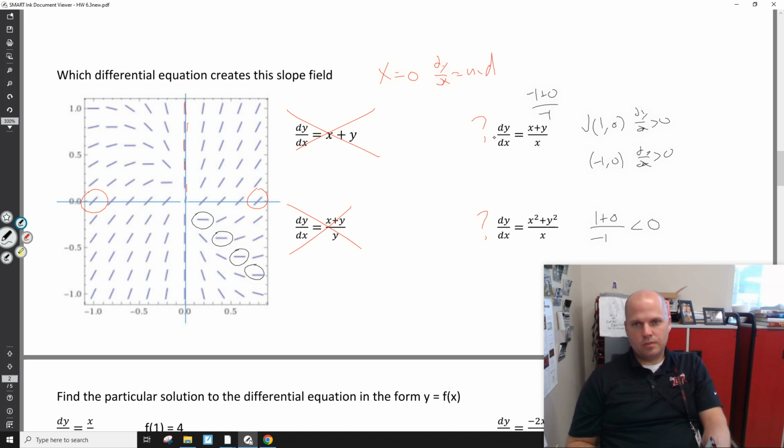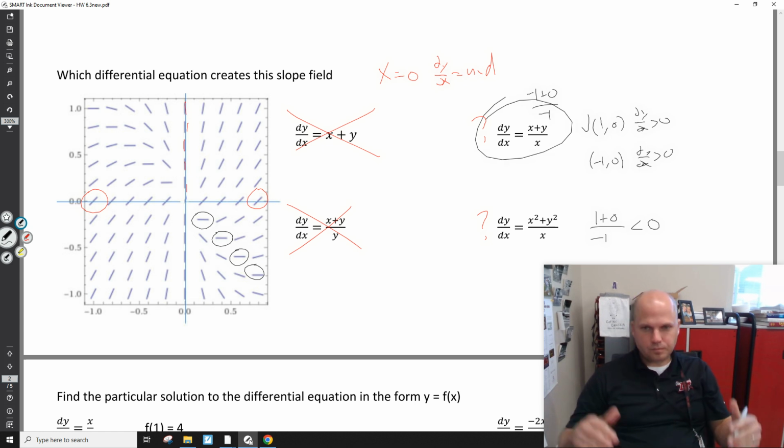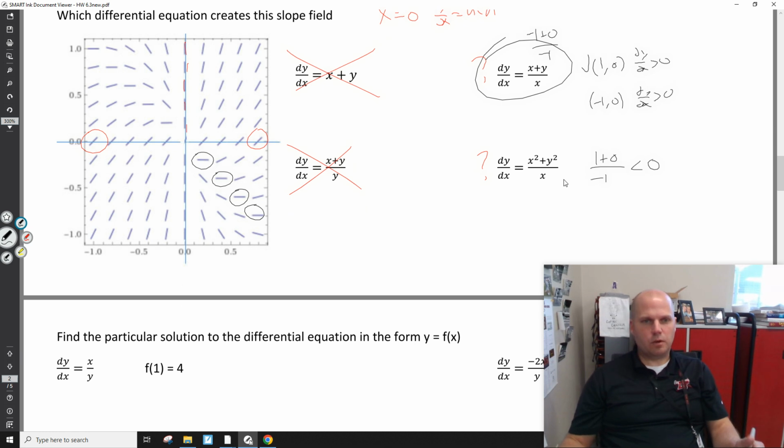That's a positive slope. I'm thinking this guy. But let's confirm. If I plug in 1, negative 1, I should get a slope of 0. Well, if I plug in 1, negative 1, this would be 2 over 1, which is 2. If I plug in 1, negative 1, that will create a 0 here. So that confirms I got that.